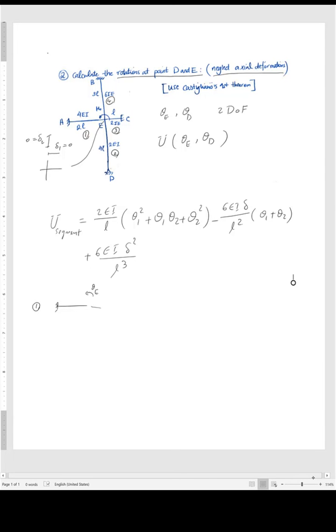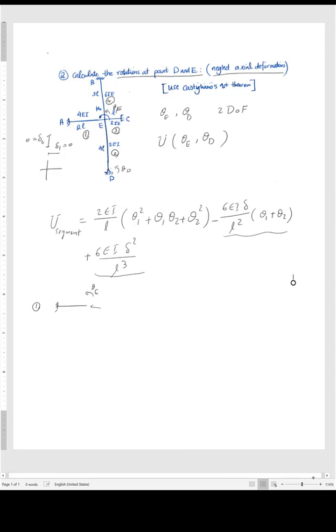So we assume these two to be negligible, which is 0. So this point does not go up or down, so you don't have any differential delta again, so these two terms will be 0 in all cases. So you have 1 theta D and 1 theta E.